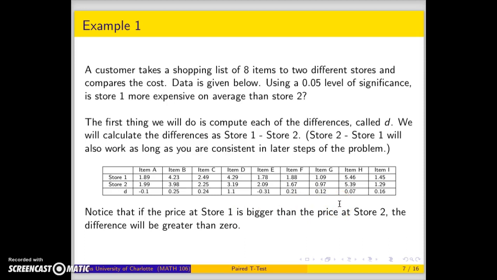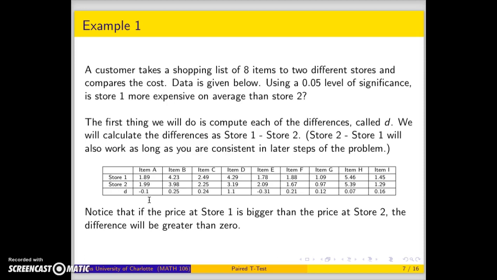And it doesn't matter which way you do the subtraction, so you could do store two minus store one instead, as long as you are consistent throughout the problem. And then notice here that if the price of store one is bigger than the price of store two, the difference will be greater than zero. So for instance, item B, store one is greater than store two, so the difference is greater than zero. Otherwise, we'll get a negative difference if store two is bigger than store one, and we saw that in item A. And if they're the same, our difference will be zero.